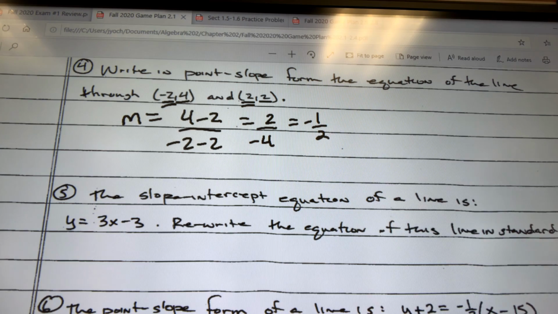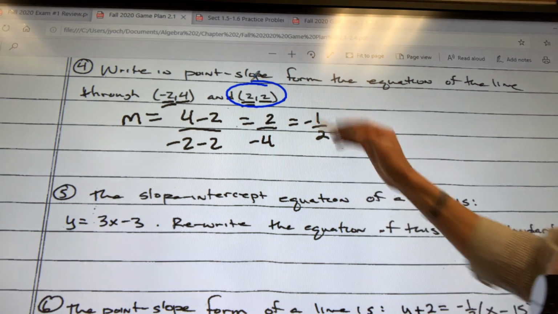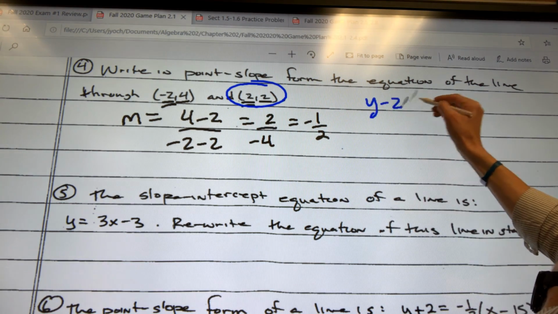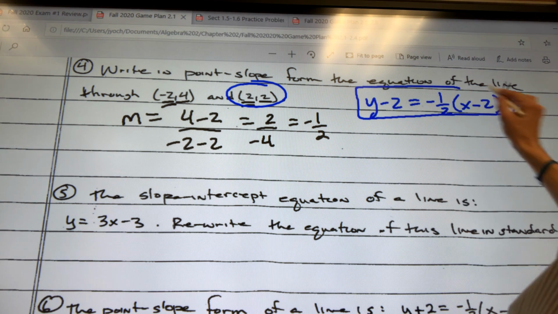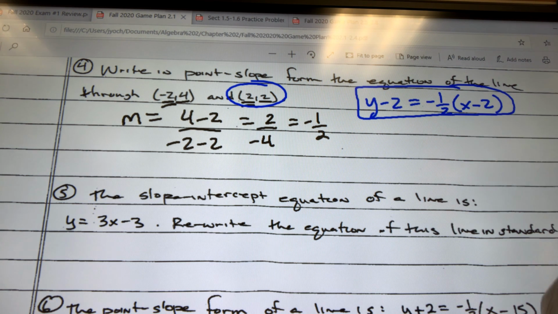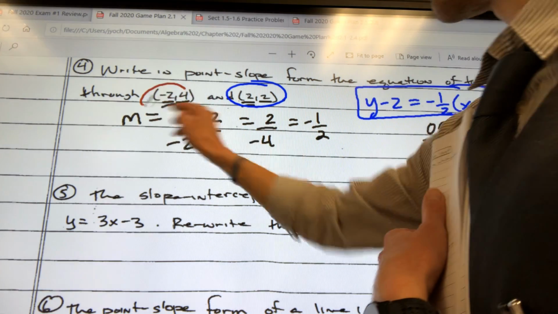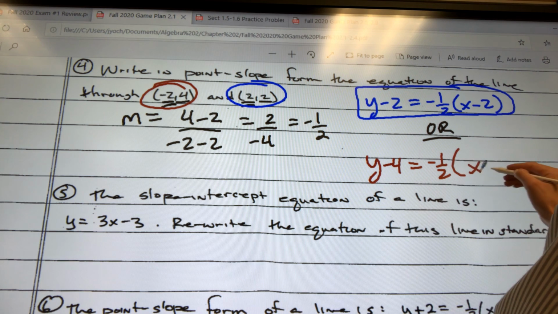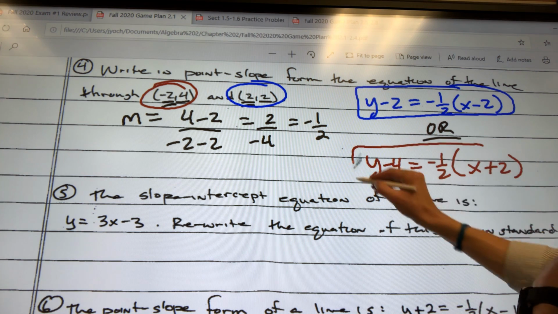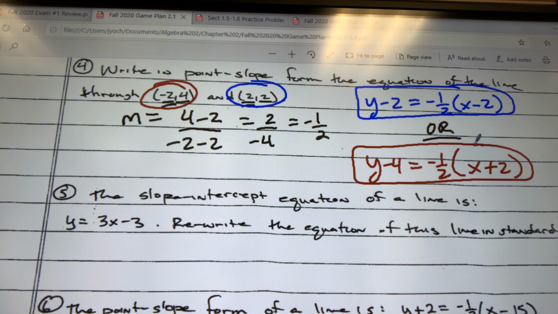You can have 2 different answers here. My first answer could be y minus the y value is equal to the slope times the x minus the x value, point slope form. Or it could be y minus the y value is equal to negative 1/2 x minus a negative 2, which is x plus 2. Believe it or not, when you distribute and then move the constant over, you get the same equation in slope-intercept form.